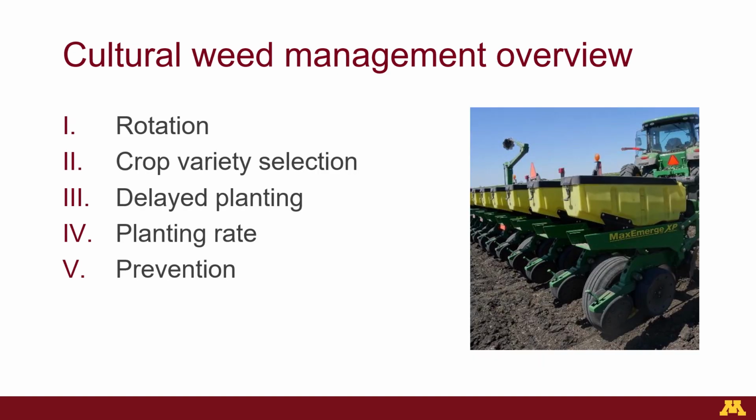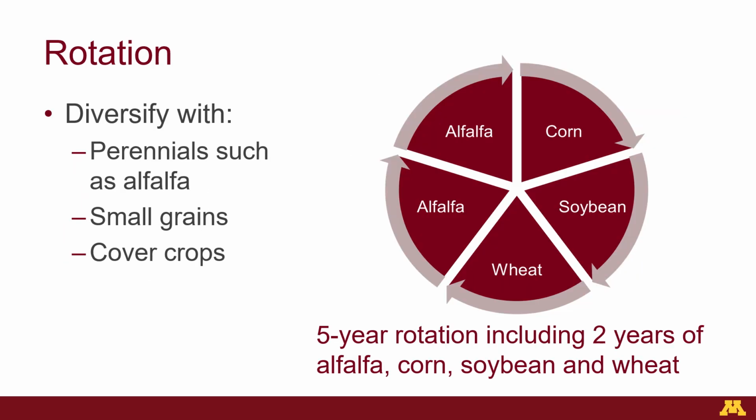Cultural weed management most often is focused on preventing weeds. Examples of ways farmers can do this include crop rotation and variety selection, delayed planting, and planting rate. A diverse rotation is a strong tool in managing weeds. Different crops have different planting dates and growth habits that inhibit certain weeds. So, by changing things up, weeds have a harder time adapting.